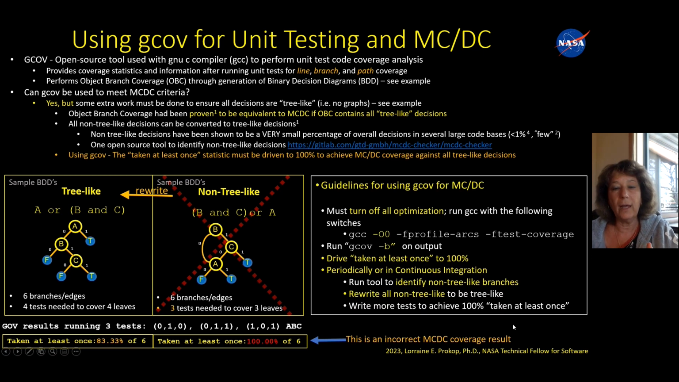tests. So the overall guidelines for using Gcov for MCDC, and I have the invocation here: run GCC without optimization and with these arguments, and then run Gcov with the -b switch, and then you get this statistic called taken at least once. And if you drive that to 100% and you periodically make sure all the decisions in your code are tree-like, then you can be confident that you have achieved MCDC.